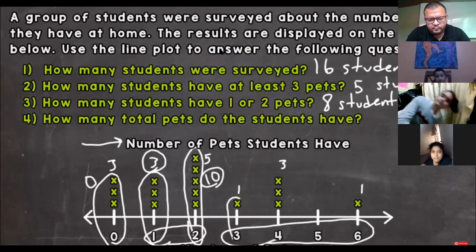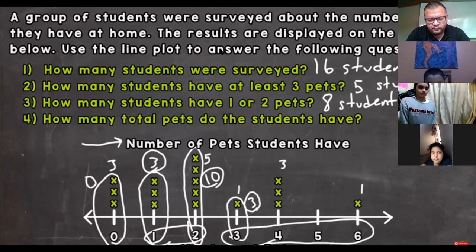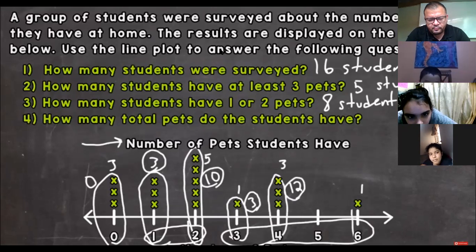Then for 3 pets, we have 1 student with 3 pets. So the value of that x in terms of pets is 3. 4 pets, well, 3 students have 4 pets, so that's a total of 12. And then lastly, we have 1 student with 6 pets, so that holds a value of 6.